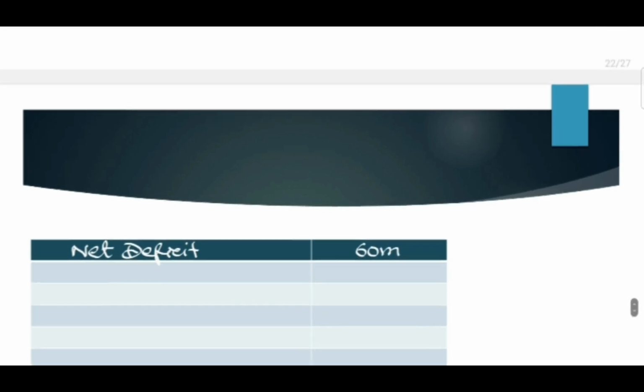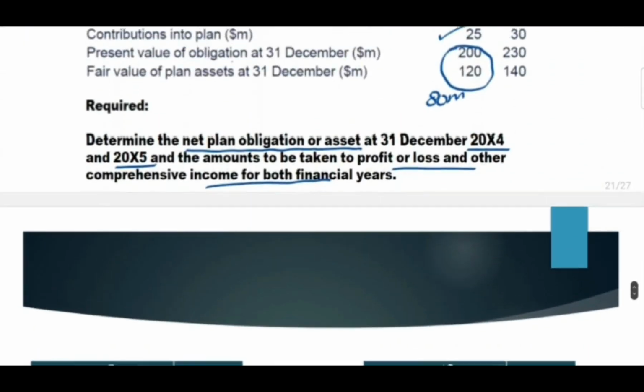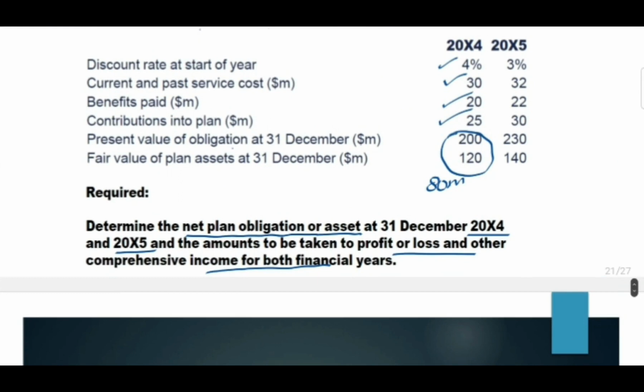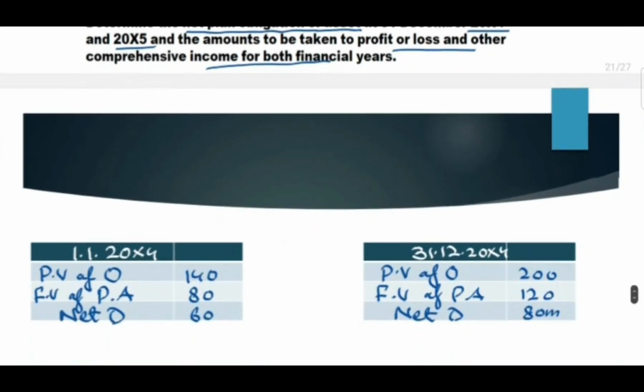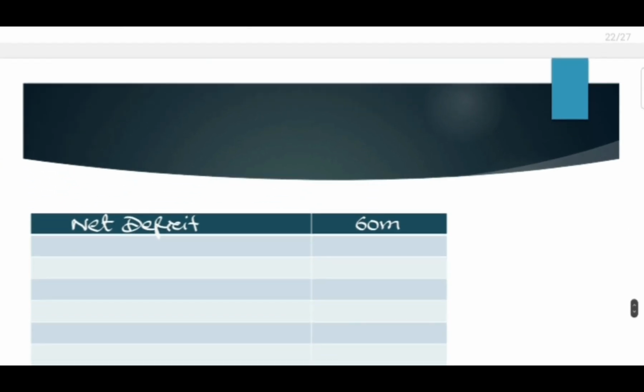Now we will start from the net deficit in 20X4, and this is 60 million. Then we need to adjust the net interest component, which is 4%. The net interest component would be 4% of 60 million, and that would be 2.4 million.